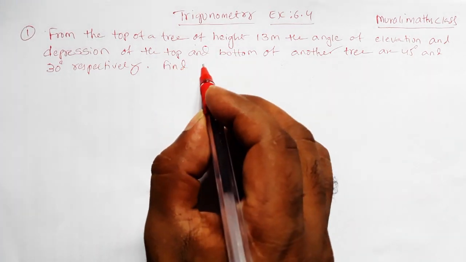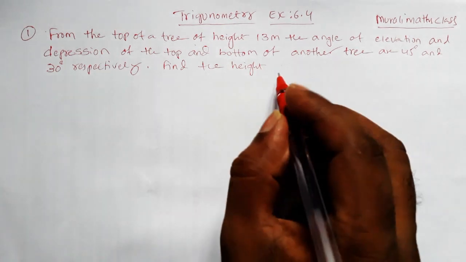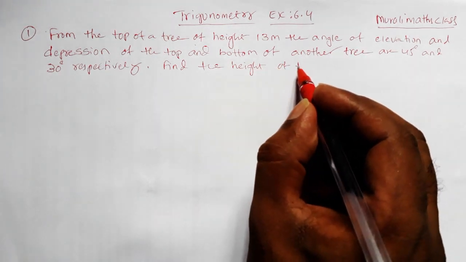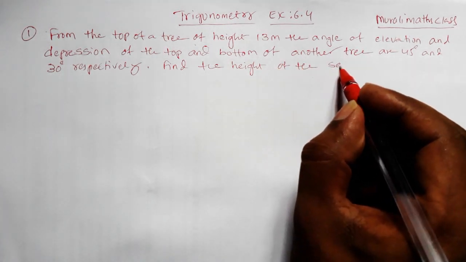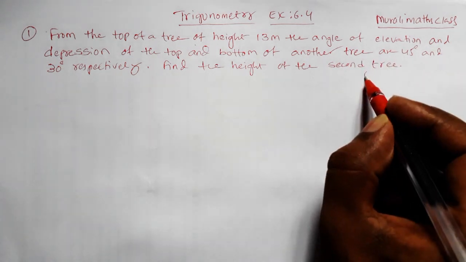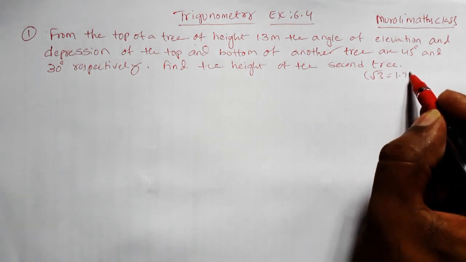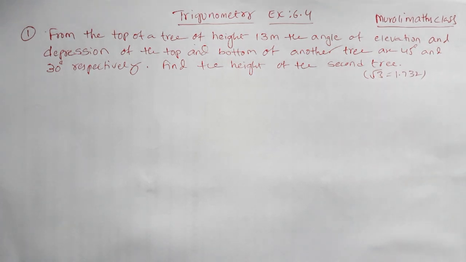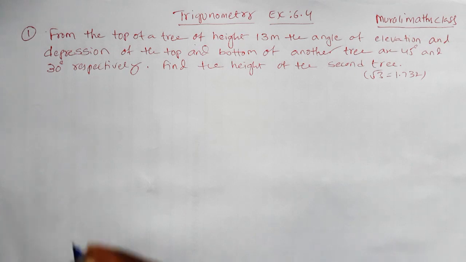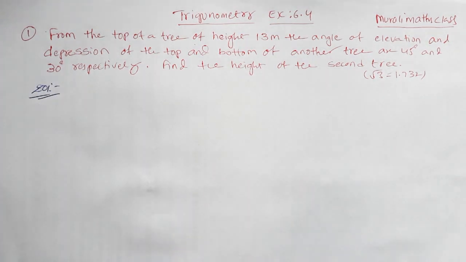Find the height of the second tree, and here it is given root 3 is equal to 1.732. So this is the problem they gave. Okay, now we will solve it with a solution, how to find this answer.